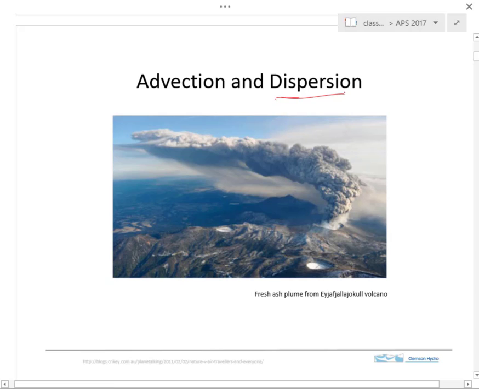There'll be also some other mechanical mixing, which we'll lump into this term that we call dispersion. And we'll be interested in transport of mass in various different ways and various different types of fluids. And I start with, I think, one of the more spectacular looking examples of transport, this plume from the volcano in Iceland.